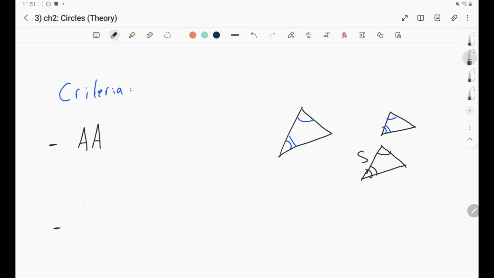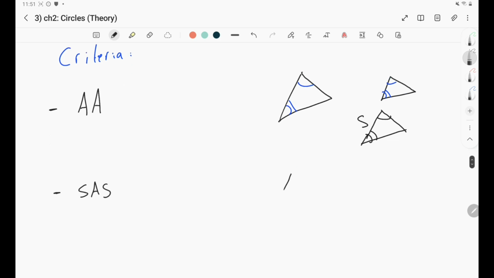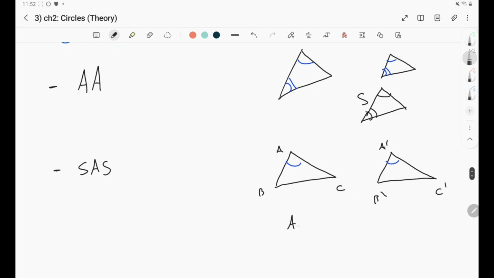We also have another criterion, which is SAS. So if you have two triangles like this, and you know that this angle is equal to this, and let's call this one A, B, C, and this one A prime, B prime, C prime. Then if you know that AB over AC is equal to A prime B prime over A prime C prime, and you know that this angle is equal to this, then this is enough actually. You already have they're both similar.